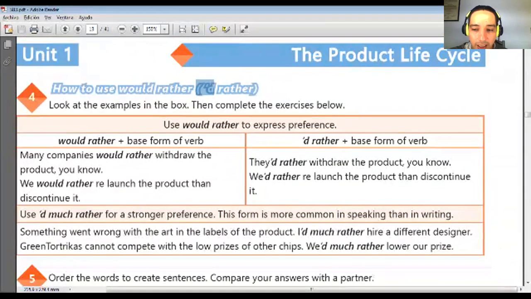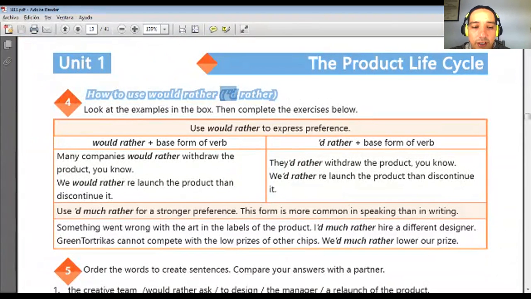But let's see the grammar mainly, okay? So would rather plus the base form of the verb. Would rather is used to give your opinion, or your preference, actually, whether you like something or not. And this form is more common in speaking than in writing. Interesting. Maybe because it's not so formal? Could be. You can use "would much rather" for a stronger preference. But "would rather" by itself is just saying that you prefer to do this instead of this.